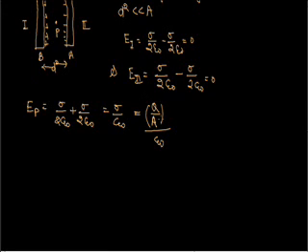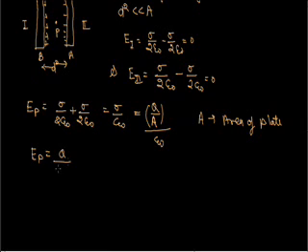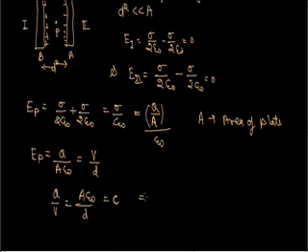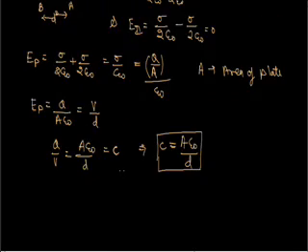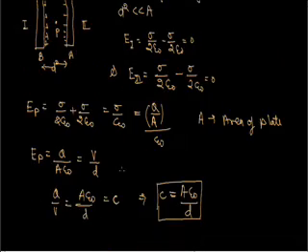Now this A is the area of the plates. This E can be written as V upon D. So we can write Q upon V is equal to A epsilon upon D. This is C. So from here we get the capacitance of the parallel plate capacitor, when we do not use any dielectric between the plates.